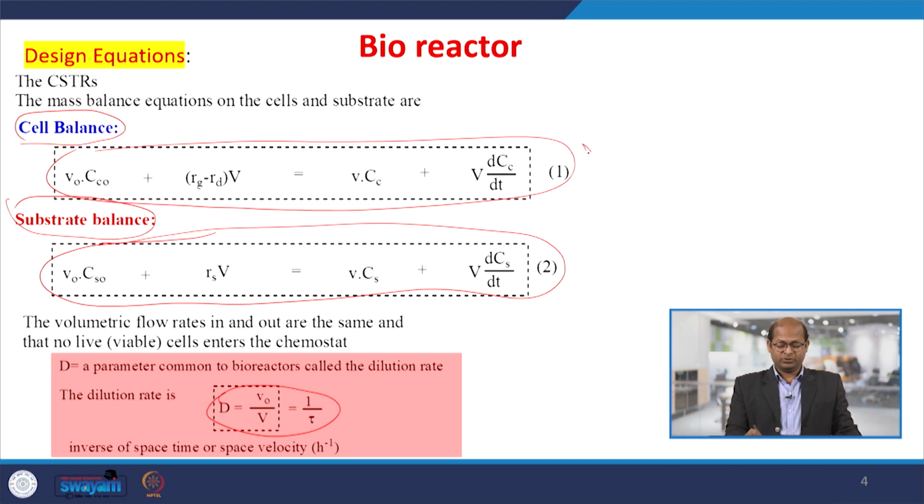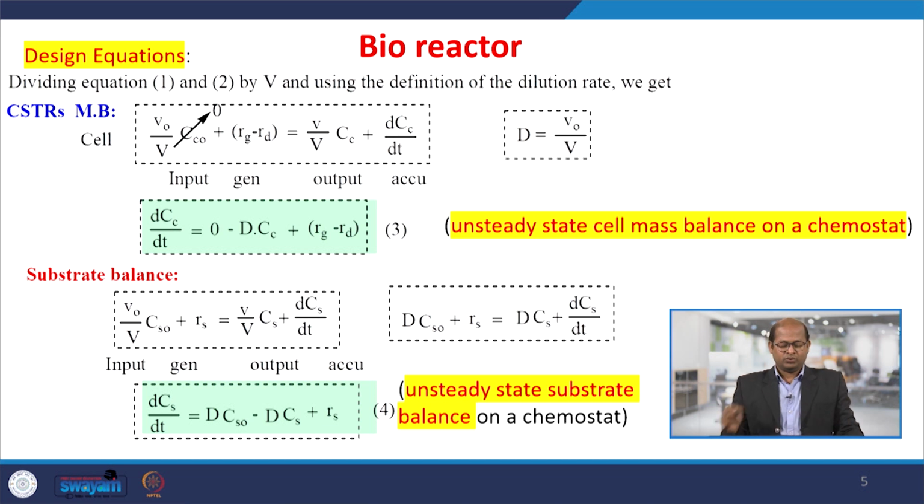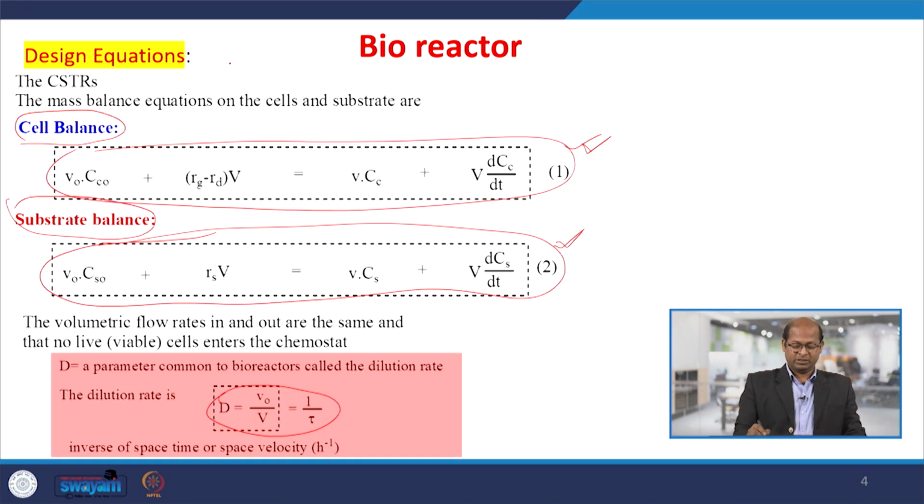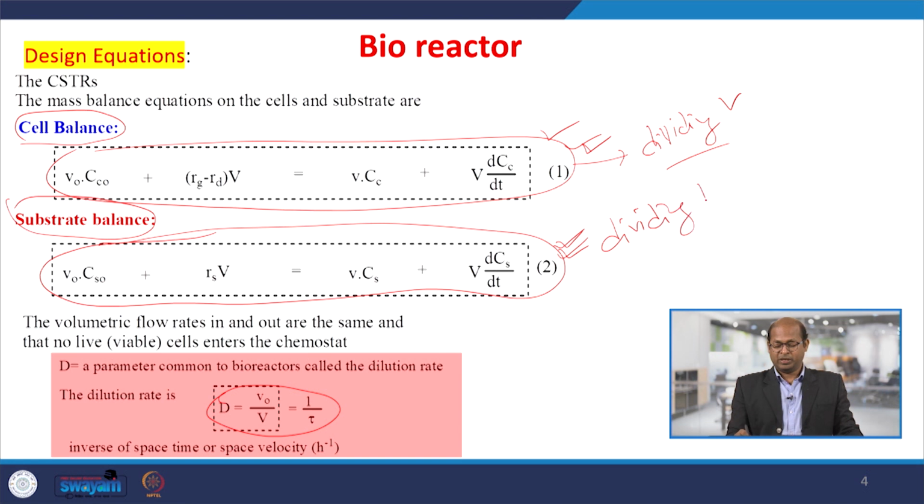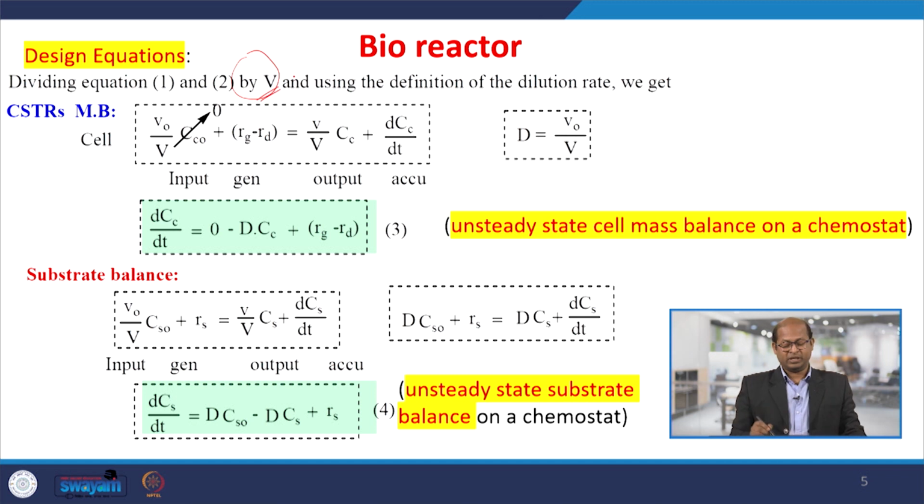So, now from these two equations, which are the unsteady state cell balance equations, or cell mass balance, and substrate mass balance equations. In these design equations, equation 1 and equation 2, we divide both by V, capital V, the volume of the reactor.